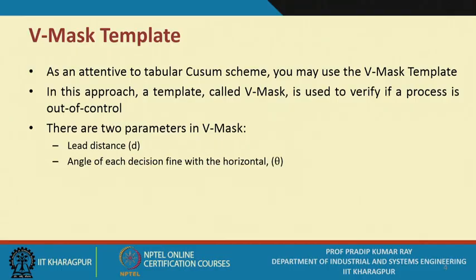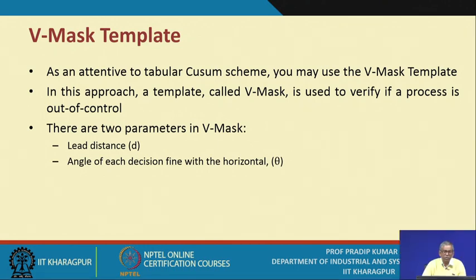Now, before discussing this process capability analysis, I will be taking a few minutes to discuss the Q-sum control chart. Because we have referred to the 2 approaches for Q-sum control chart. The first one we have already discussed at length, that is the algorithmic or tabular Q-sum. Whereas the alternative to algorithmic Q-sum, we always prefer to use algorithmic Q-sum, but because of some reason, suppose you seek an alternative, obviously the alternative could be the V-mask template. So, I will be referring to some interesting features related to V-mask template. As an alternative to tabular Q-sum scheme, you may use the V-mask template.